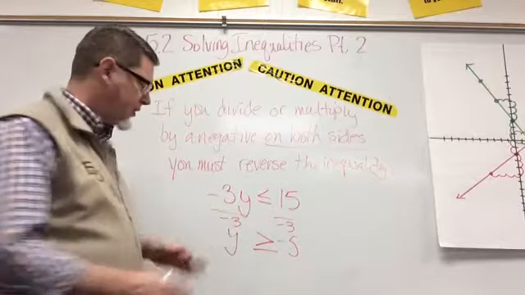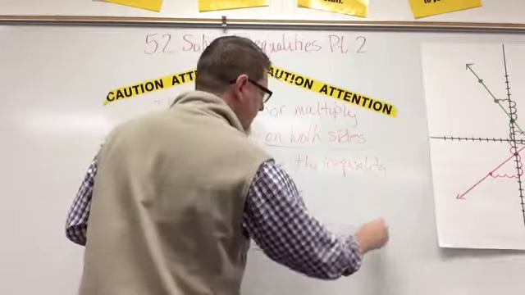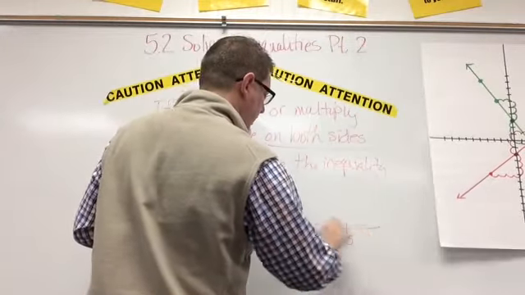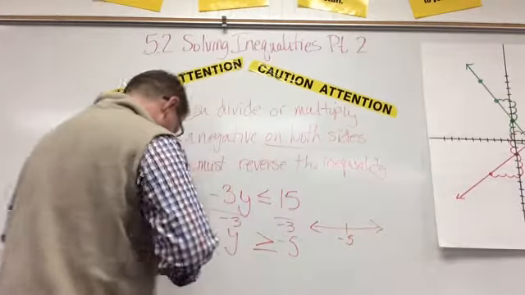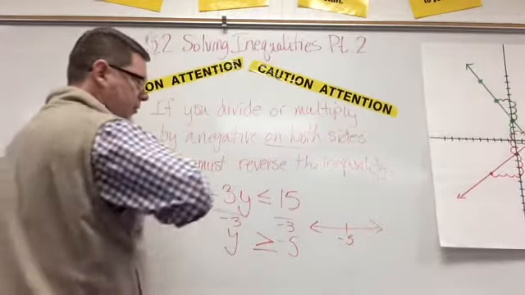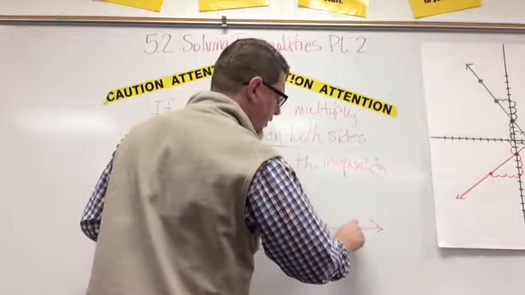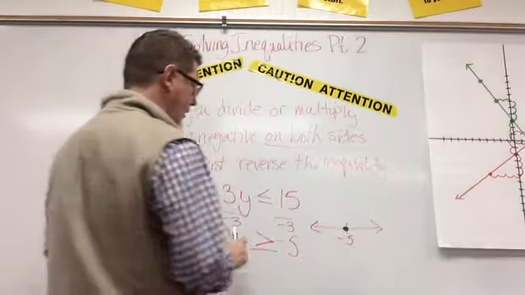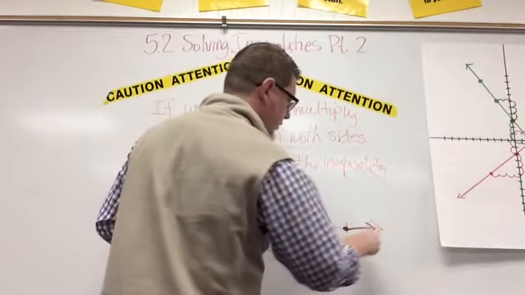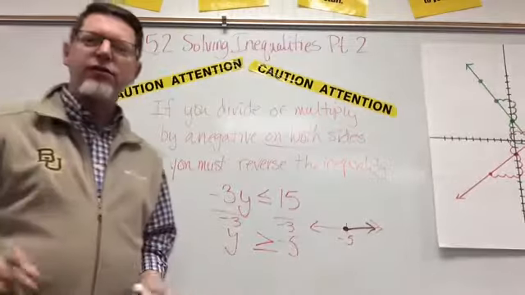Caution. So here I would draw my number line. I'd put a -5, and I would make a closed circle because it's "or equal to." And then I'm going to go greater than or equal to. Let's make sure this works.